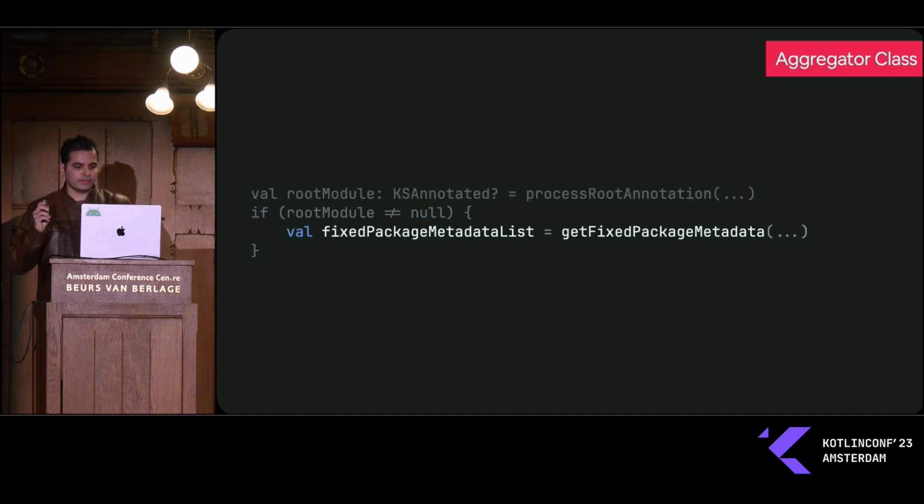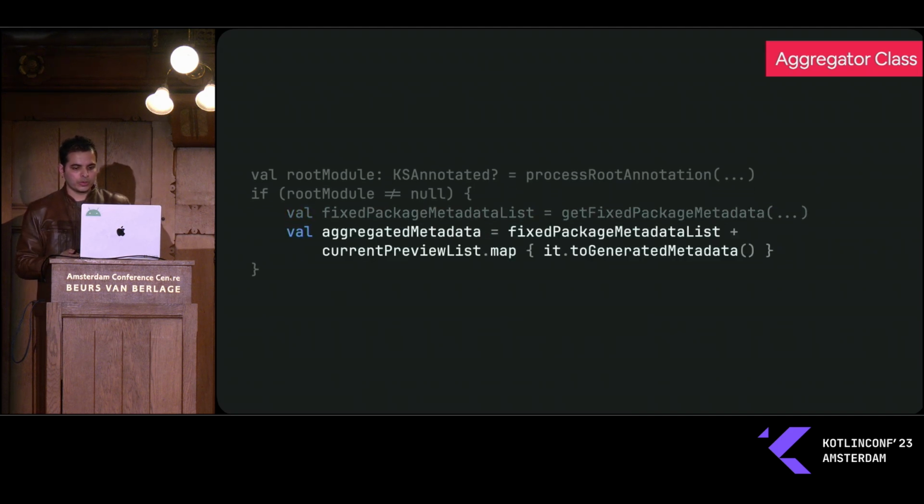All right, so now we have the metadata from all the other modules. But this won't have metadata from the root module itself, because we won't have that available at the time of peeking into this package name. And so what we'll do is we'll use the current metadata from the previews and then combine it, convert it to the same data class object essentially. And now we have the aggregated list of all the previews in our code base.